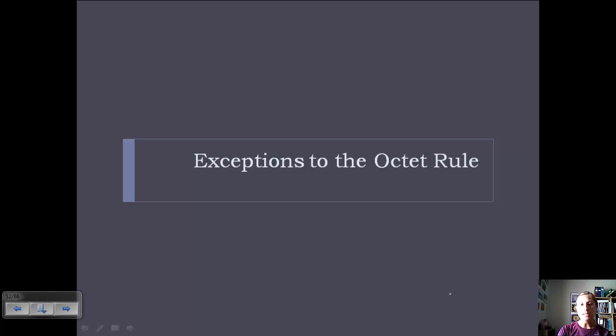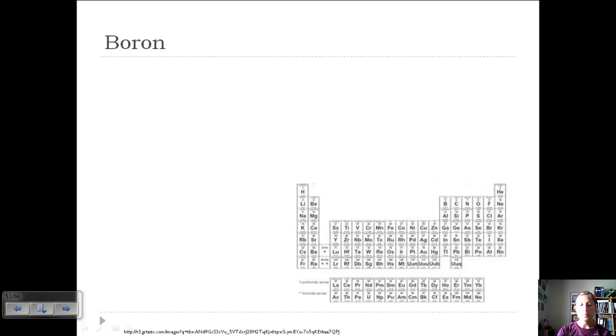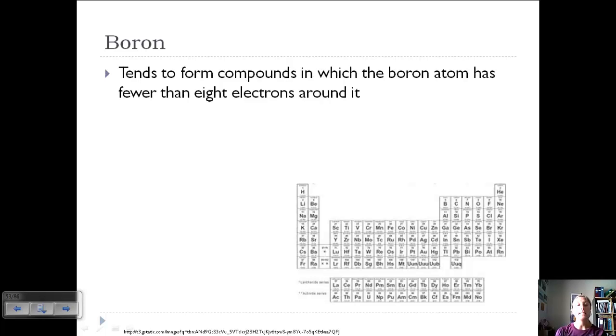Okay, so let's look at some exceptions to the octet rule. So boron is an exception. It tends to form compounds in which the boron atom has fewer than 8 electrons. In fact, usually you will see it with 6 electrons, sometimes even just 4. And so if those are shared bonds, you would either see 3 bonds or sometimes 2. And so it's not always going to have 4.